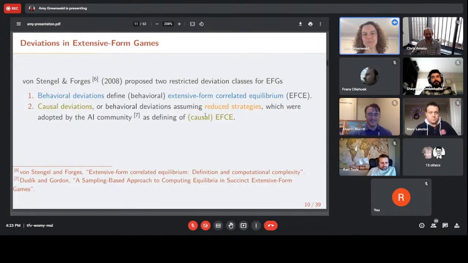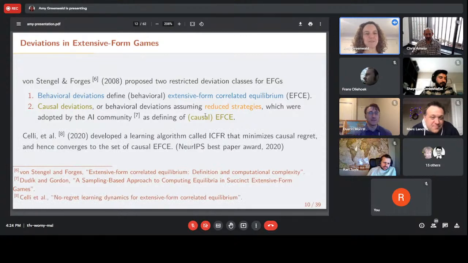This becomes important because now it's 2008, and there's this kind of breakthrough by von Stengel and Forges, where they define these behavioral deviations and causal deviations, but in terms of the regret minimization community, kind of nothing happened. It's 2008, and I don't know if we were all asleep, or I had small kids or whatever, but we didn't do too much, as far as I'm aware, on this problem for quite some time. And then, voila, in 2020, Celli et al. developed a very nice learning algorithm called ICFR, which I think might be internal CFR, I'm not sure, that minimizes causal regret. In other words, they were finally able to come up with an efficient algorithm that could learn a notion of correlated equilibrium in extensive form games.